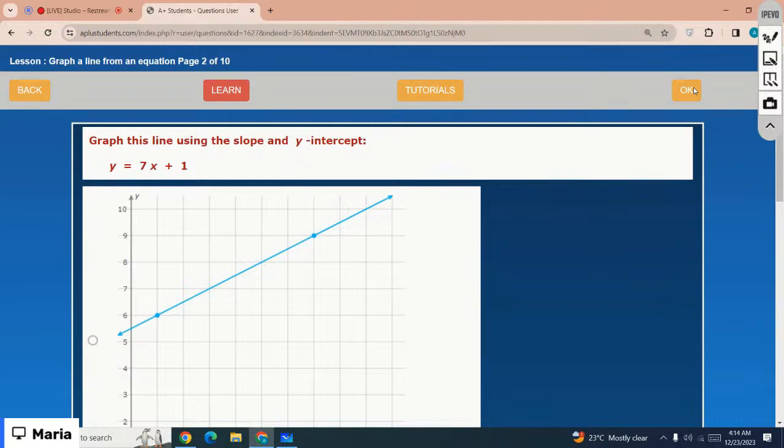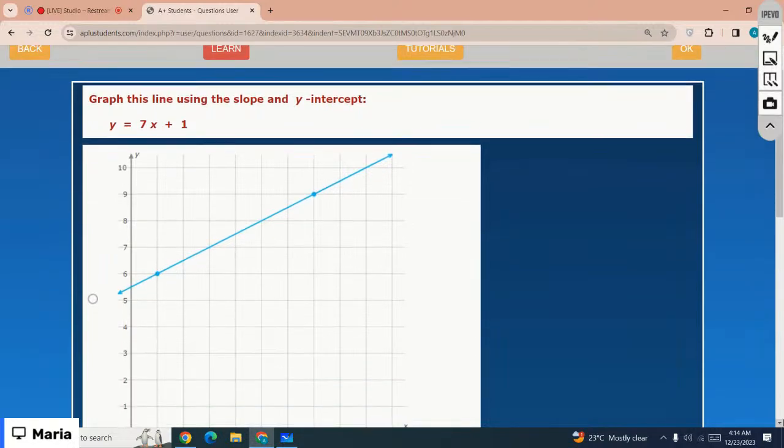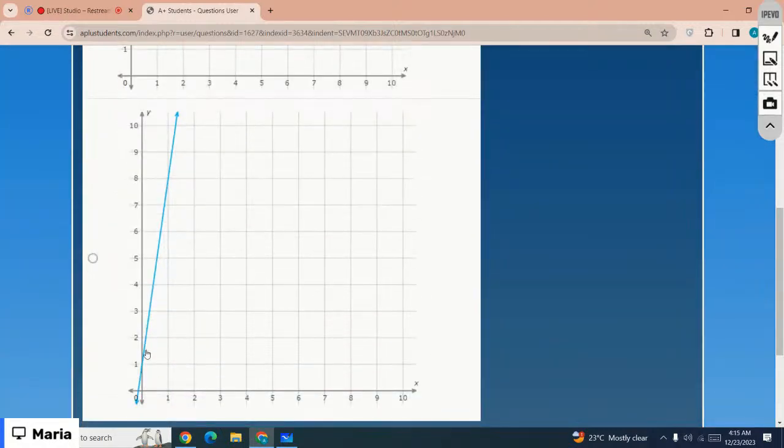No. Why? Because you are given the y-intercept is 1, right? That means the graph must pass through the point 0, 1 on the y-axis. But here that is not 0, 1, right? Here is the point 0, 1 and the slope is 7. That means the change in y must be 7 and the change in x must be 1. So the second option is the correct option, right?